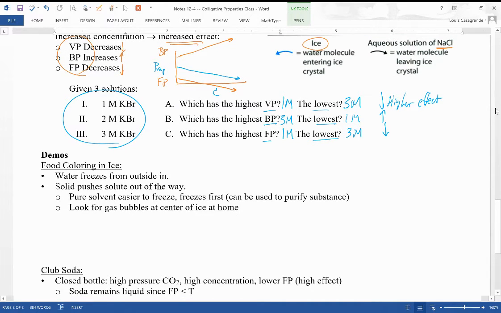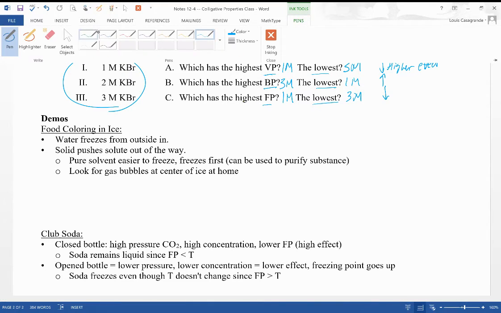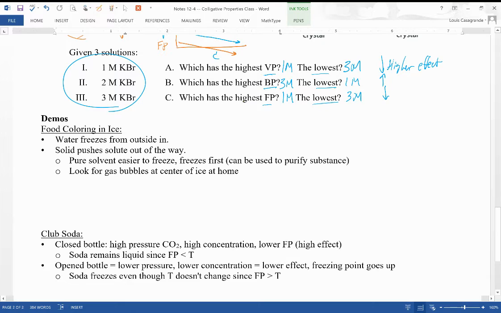All right, so let's talk about the demos. Let me tell you what the 2 demos are first, and then we'll talk about them. In the first demo, we're going to put some food coloring in ice. The color that we used happens to be green. So we're going to put some food coloring into ice.